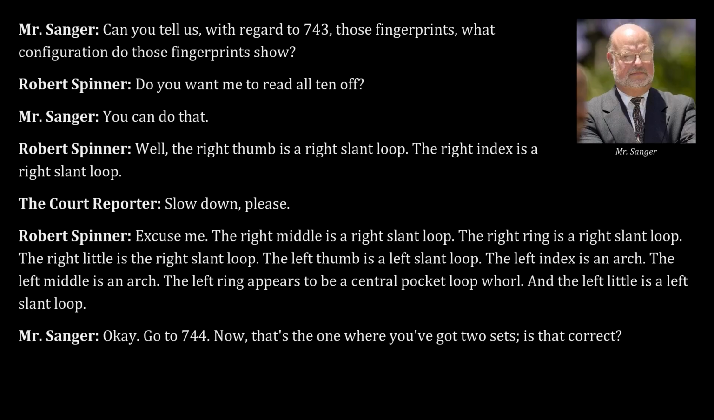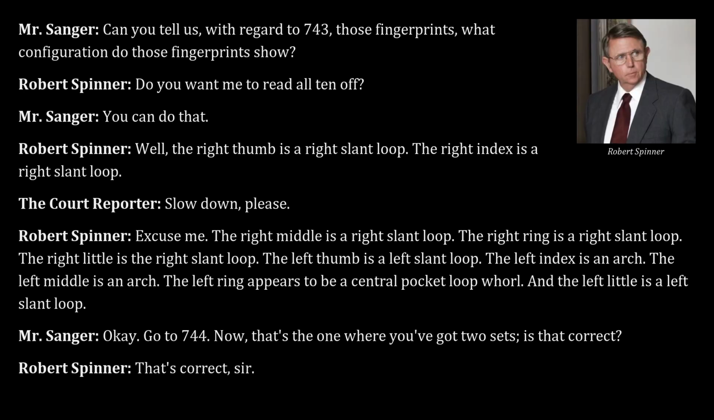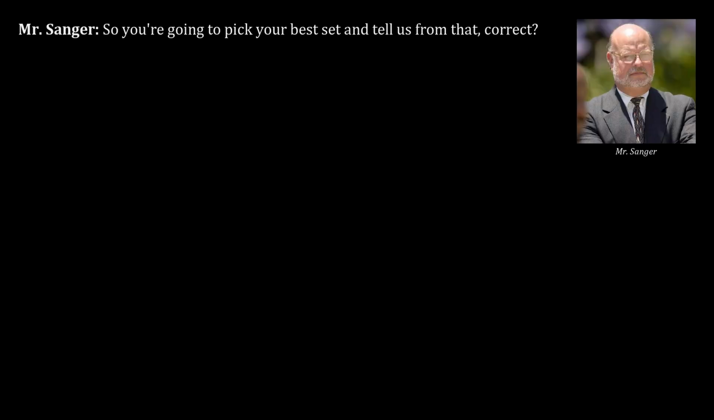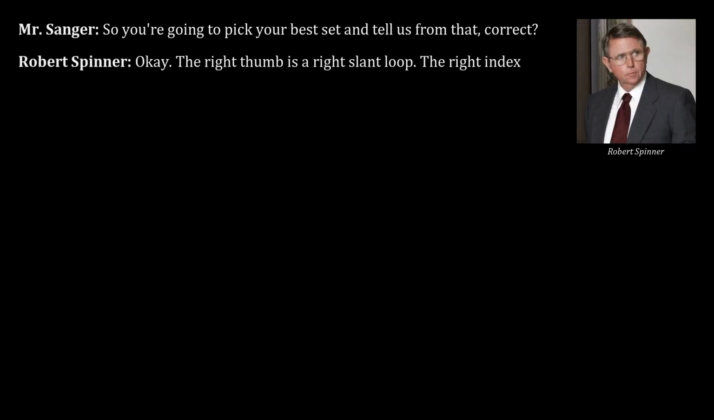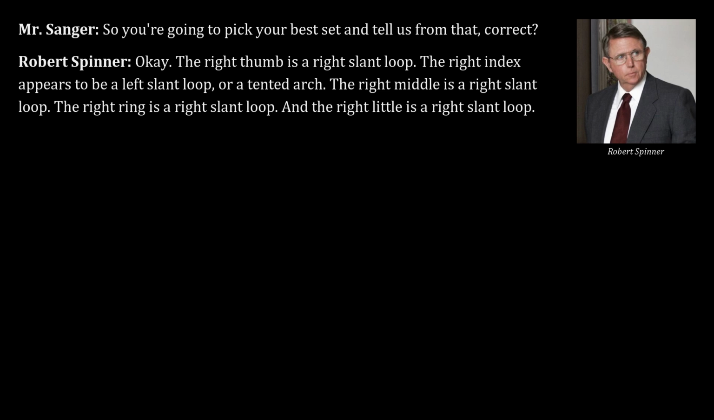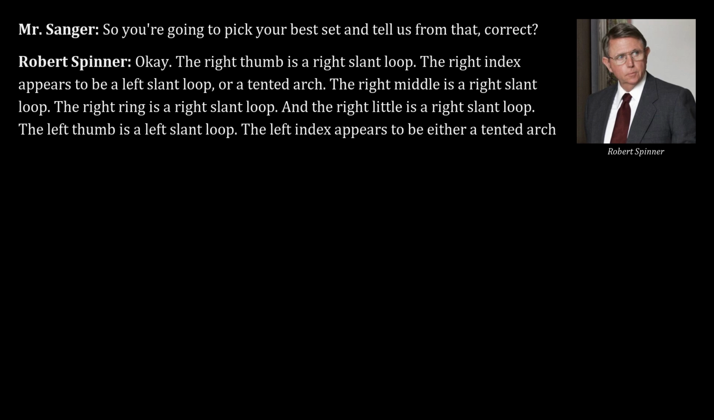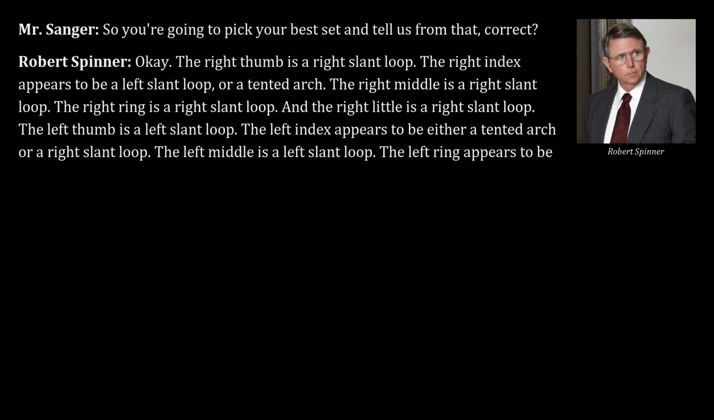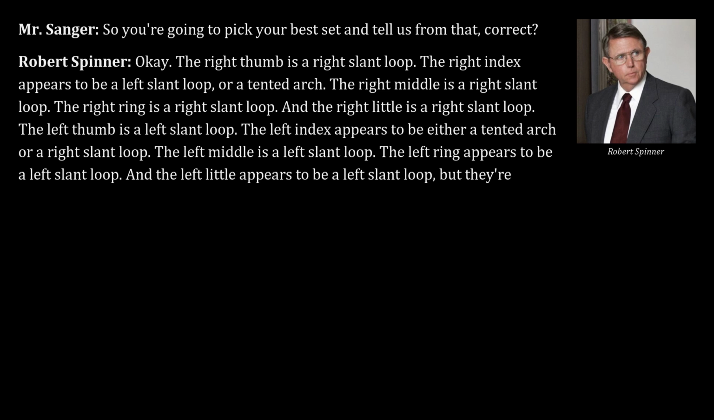Okay, go to 744. Now, that's the one where you've got two sets, is that correct? That's correct, sir. So you're going to pick your best set and tell us from that, correct? Okay, the right thumb is a right slant loop. The right index appears to be a left slant loop, or a tented arch. The right middle is a right slant loop. The right ring is a right slant loop. And the right little is a right slant loop. The left thumb is a left slant loop. The left index appears to be either a tented arch or a right slant loop. The left middle is a left slant loop. The left ring appears to be a left slant loop. And the left little appears to be a left slant loop, but they're somewhat hard to see.